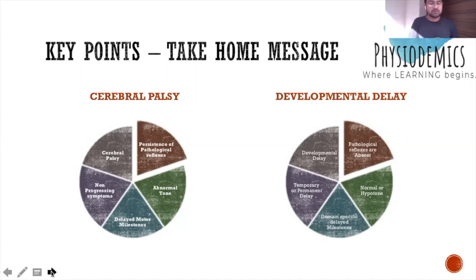In terms of non-progressive injury, the musculoskeletal component will always vary. As a child is growing, the bone will grow, the muscle will grow, and for that you will have different strategies, and the particular picture of the child will be changing. But in terms of injury, it is non-progressing. There is no progression of the symptoms. Whereas here, a temporary or permanent delay can be seen sometimes. So this is my basic understanding of cerebral palsy and developmental delay.